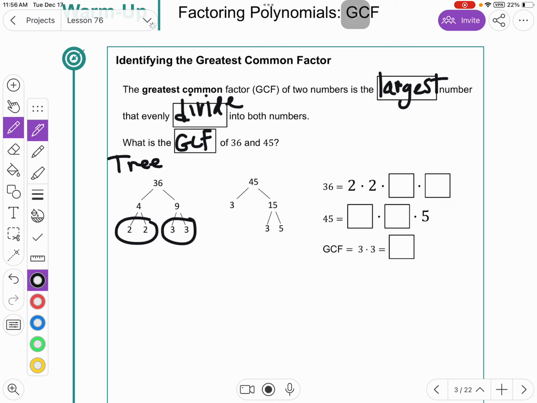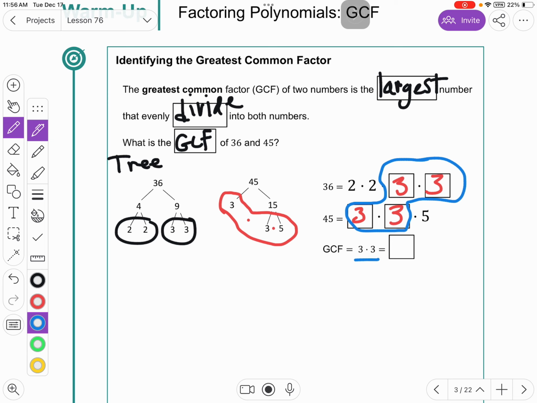So what do they have in common? Well, let's see. For 36, we've got 2 times 2 and 3 times 3. For 45, we've got 3 times 3 and times 5, right? So what do they have in common? They have in common these two 3's. So the GCF is 3 times 3, which is 9.